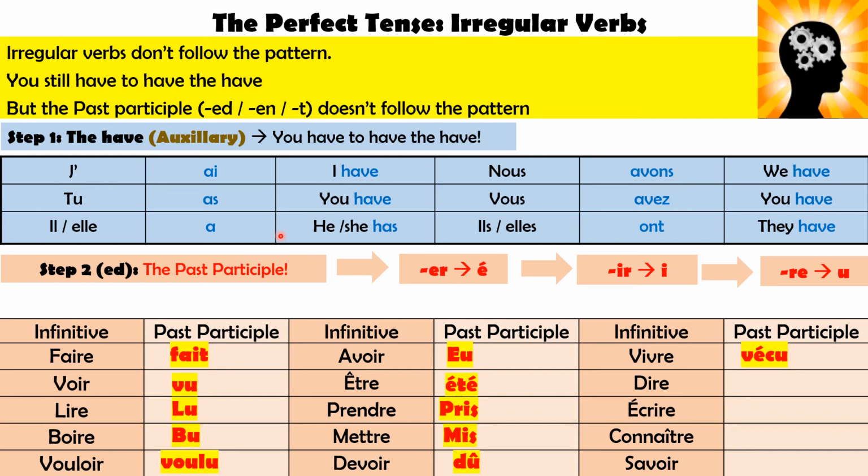And then the rest, there's some really crazy verbs. Vivre is the verb to live, changes to vécu. Dire changes to dit. Écrire, to write, changes to écrit. Connaître, which is to know, changes to connu. And savoir, which is also to know, changes to su. That's too hard. Right, guys, so these are our irregular verbs. You still have to have the have, but they don't follow this pattern. They change completely and you need to learn them off by heart.